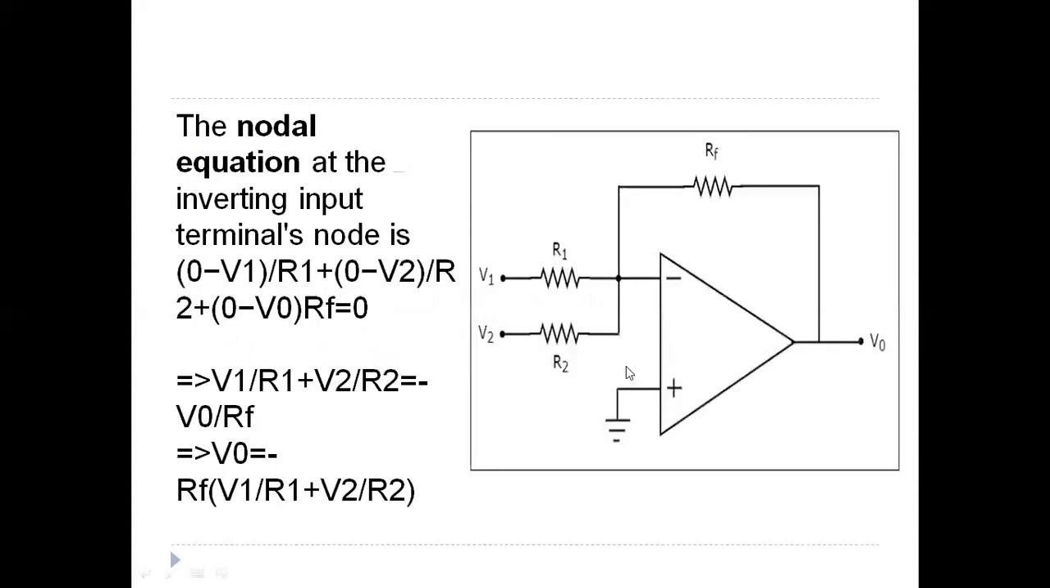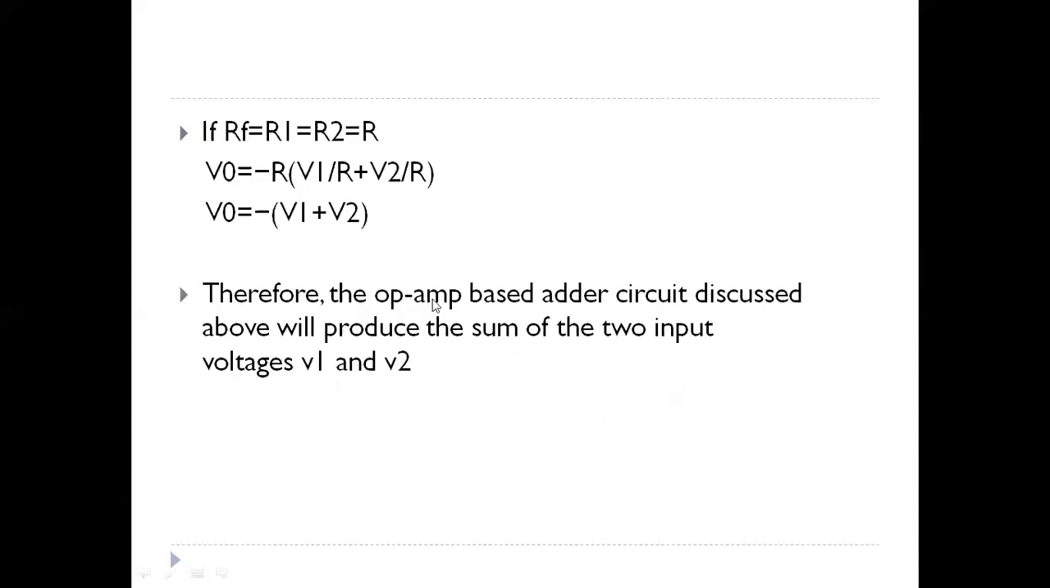Otherwise, if you are applying the input to the non-inverting terminal of the op amp by maintaining the inverting terminal at ground, then we get V0 equal to plus of V1 plus V2. That is V0 equal to V1 plus V2. That is the output voltage of the non-inverting summing amplifier. This is the output voltage for the inverting summing amplifier. That means from this equation we can say that the output voltage is equal to the sum of the two input voltages V1 and V2.